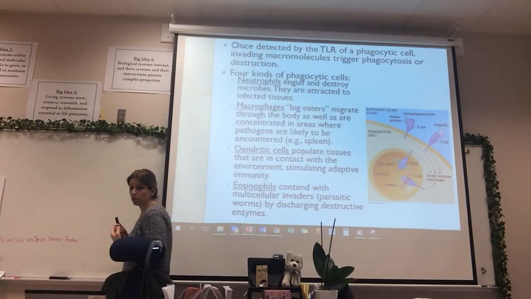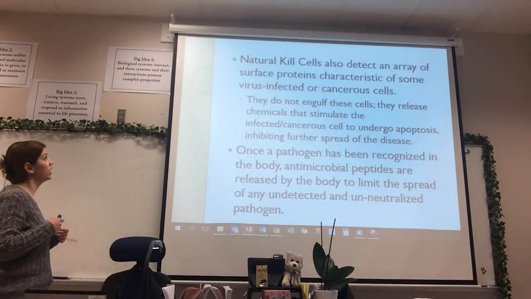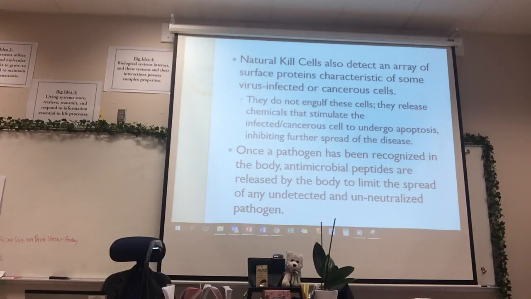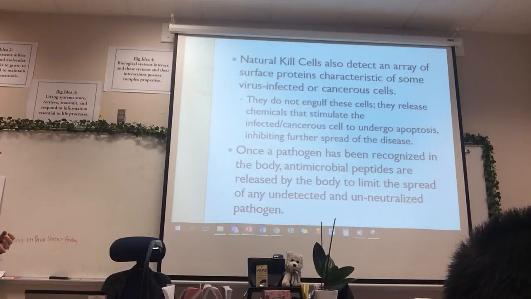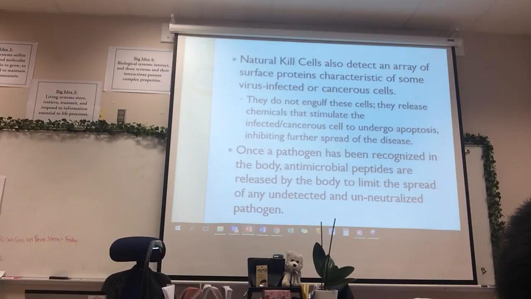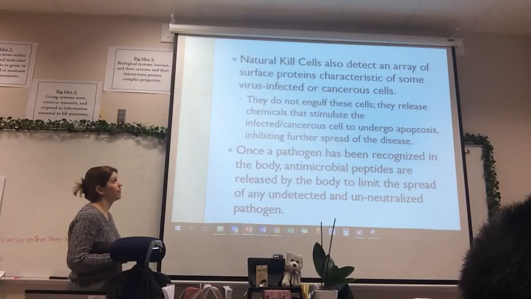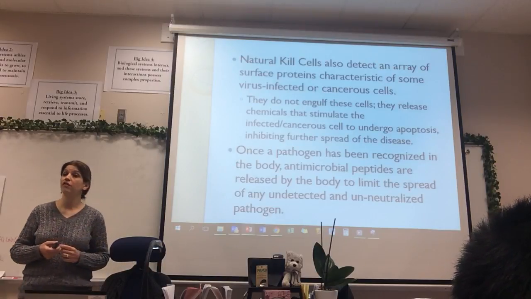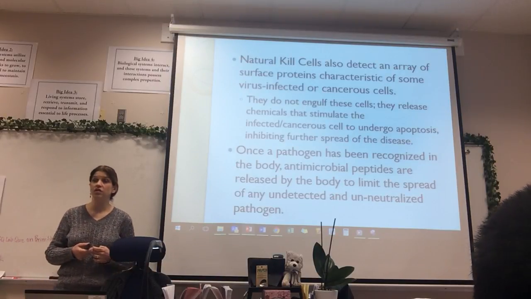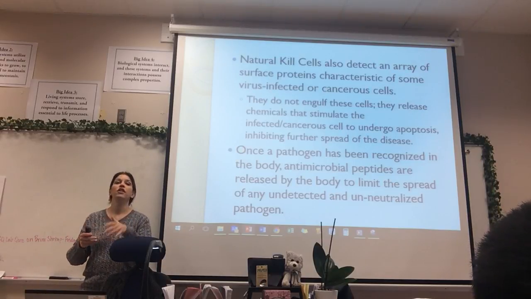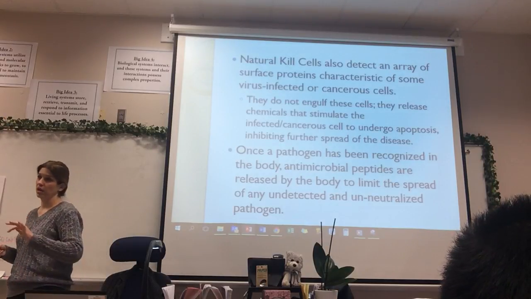Okay. We also need to talk about our NKCs, our natural killer cells. That's what I was talking about earlier. They are looking for cell surface proteins on self cells that would be characteristic of a cell that is infected with a virus or has cancer. Natural killer cells do not engulf these cells. They release chemicals that stimulate them to undergo apoptosis, and that will just prevent further spread. So the natural killer cells aren't engulfing your sick cells. They're just stimulating them to go through apoptosis and programmed cell death.